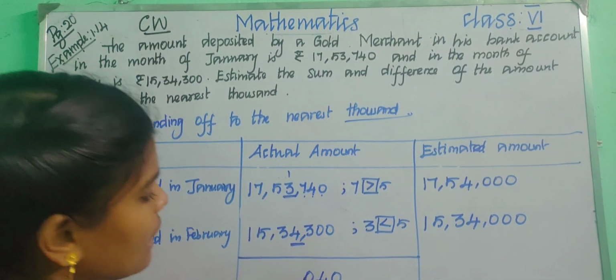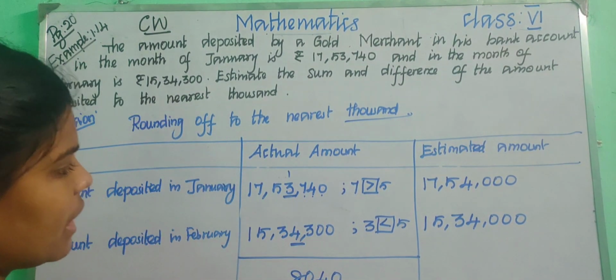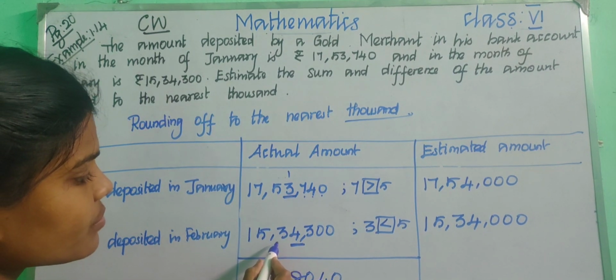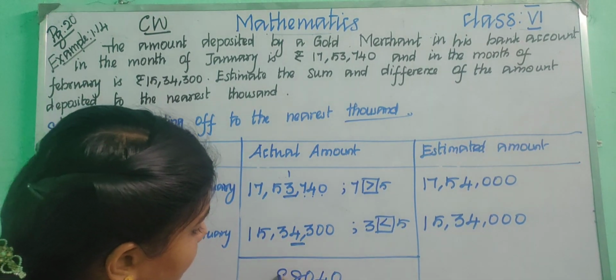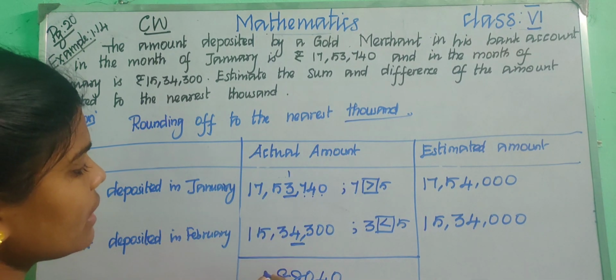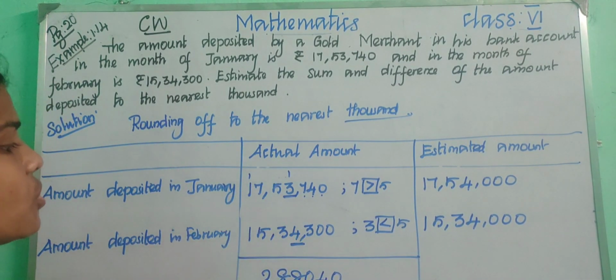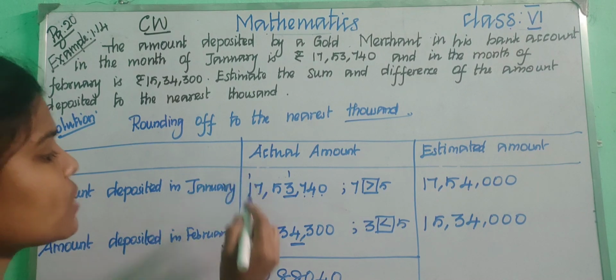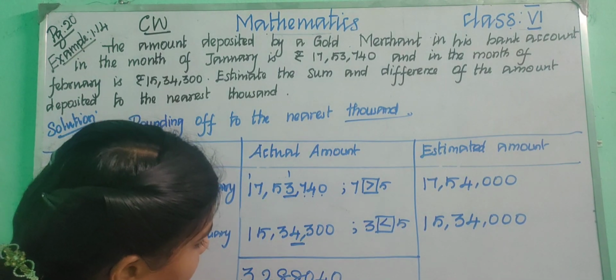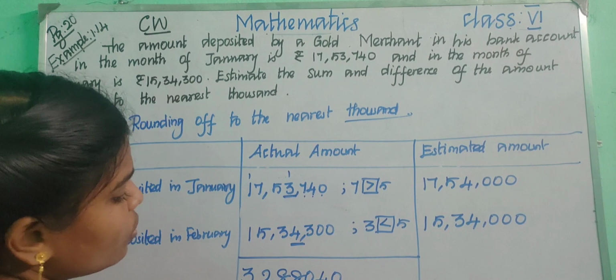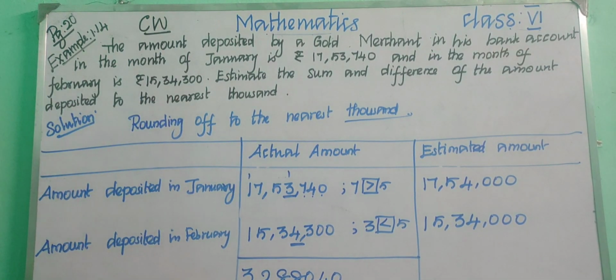4 plus 4, 8. Okay, and then 5 plus 3, 8. Okay, and then 7 plus 5, 12. Okay, 2 and then 1 on the top. So 1 plus 1, 2. 2 plus 1, 3. Okay children, so that we got 32,88,040. So the total of the actual amount is 32,88,040.